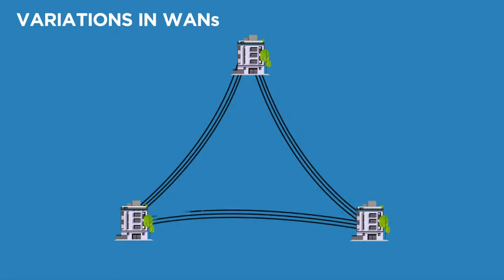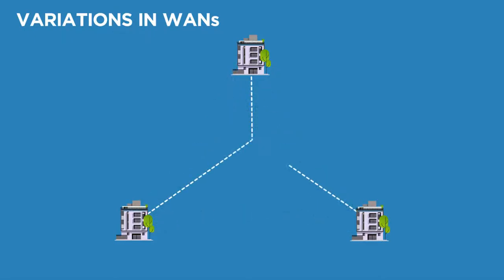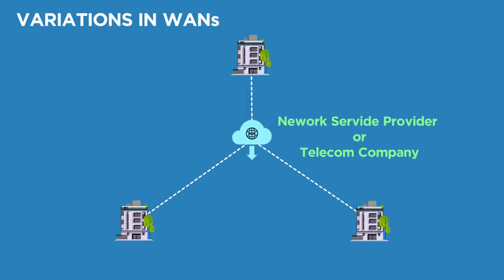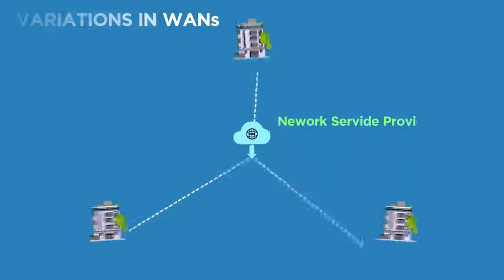Instead of having dedicated lines, the company may want to interconnect all its branches virtually using the underlying capacity of the internet, which is called a VPN or virtual private network, and it is also a type of WAN. Instead of having dedicated lines and VPN, the company can approach a network service provider or telecom company to connect all its branches, which can also be a WAN.